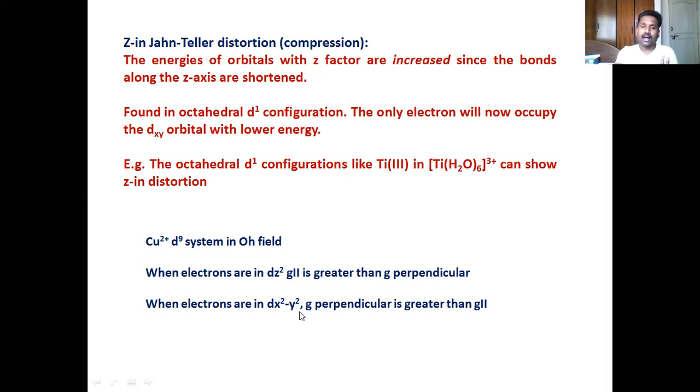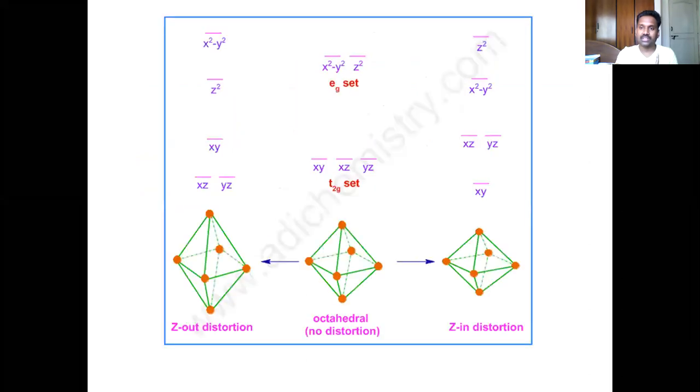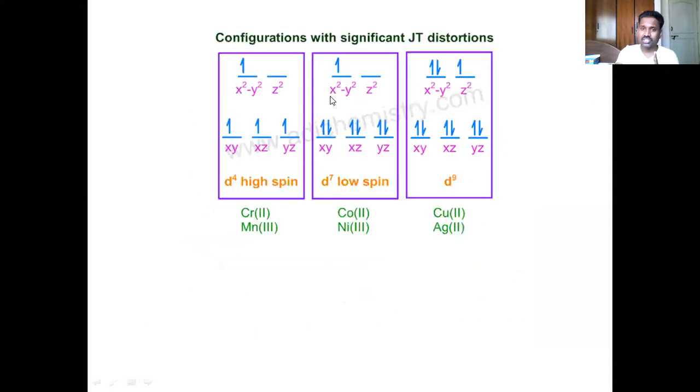Now, where are the electrons? This is important. Dz square or dx square minus y square depends on Z in or Z out. Let us look at the electronic configuration of Cu2+. In the EG set, both orbitals are filled: dx square minus y square with two electrons, and dz square with one electron.